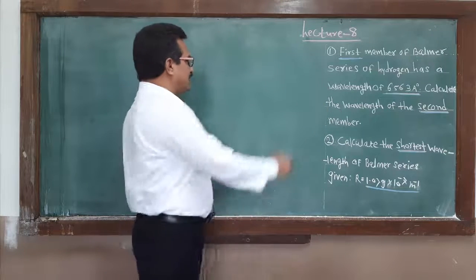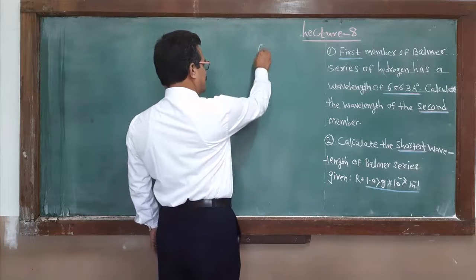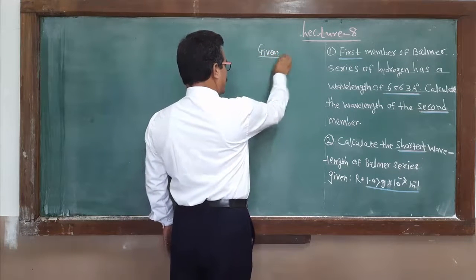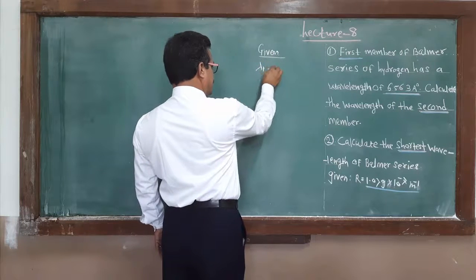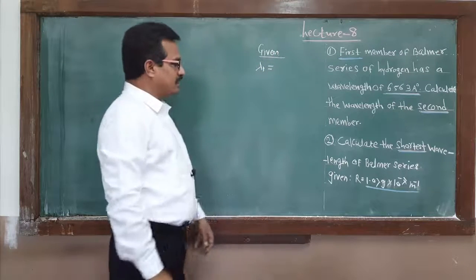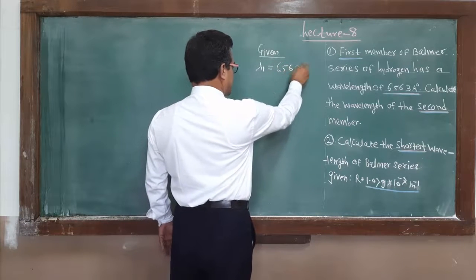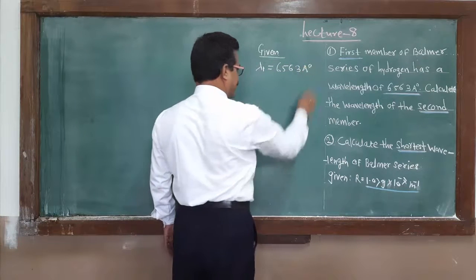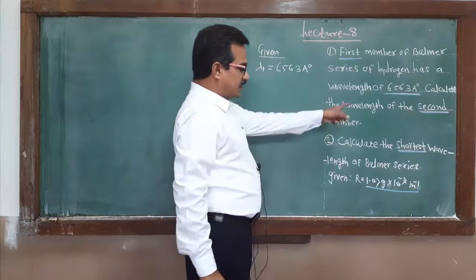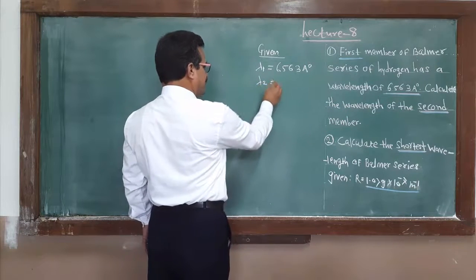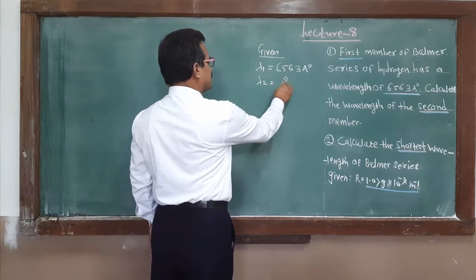Here, the wavelength of the first member is given, we call it lambda 1, and that value is 6563 angstrom unit. And calculate the wavelength of the second member, we call it lambda 2. Find out this value, lambda 2.